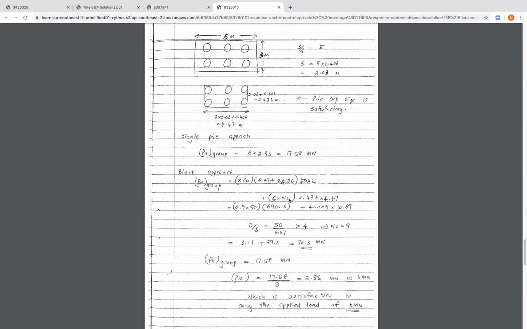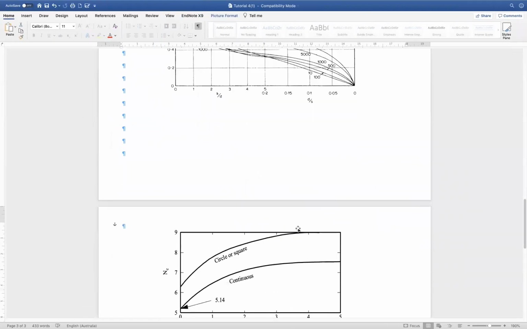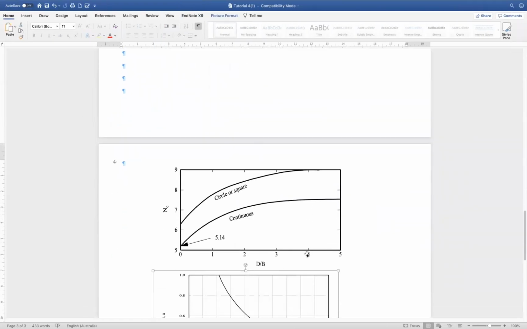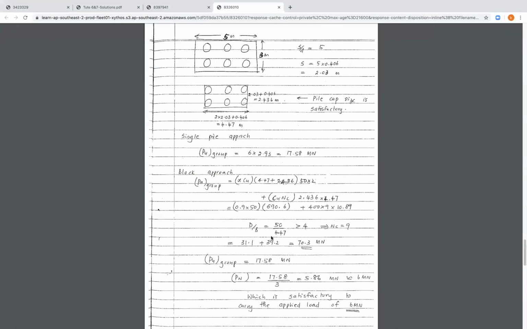We need to check the value of NC, because now we're going to have a new length over diameter ratio, which is 50 divided by the largest dimension here, 4.47, and that will obviously give us a value more than 4. If we go to this chart here, anything more than 4 will give us NC equivalent to 9. So no change in the value of NC from the single pile failure scenario. It's going to be the same as the block approach.